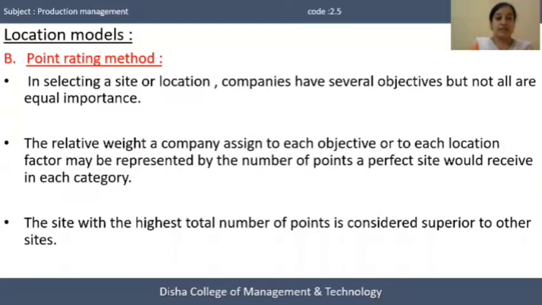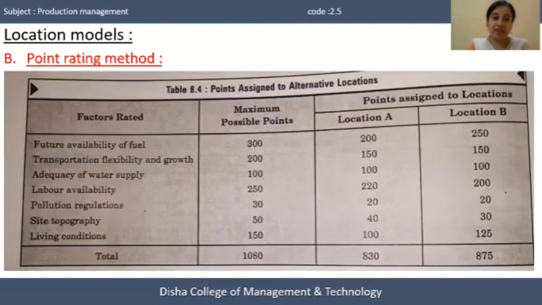Next I will discuss the point rating method. If an industrialist adopts the point rating method for identifying a good location for his plant, then first he has to identify various factors which are important to them. After identifying various factors which are important to them, he sees that all factors are not equally important.